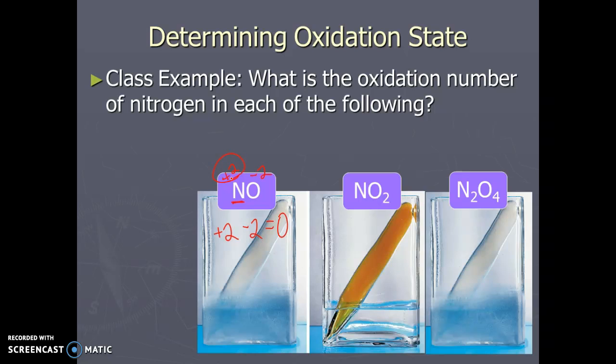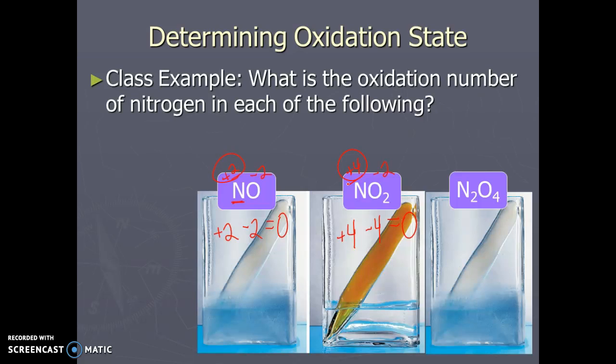Let's look at our nitrogen dioxide. Again, it is a compound, so that means the whole thing adds up to 0. Oxygen gets priority to be negative 2. So since I have 2 oxygens here, that means I have a negative 4 overall. Since it must add up to 0, that means in this case, the nitrogen must be plus 4. So we would say our nitrogen has an oxidation state of plus 4 in this compound.